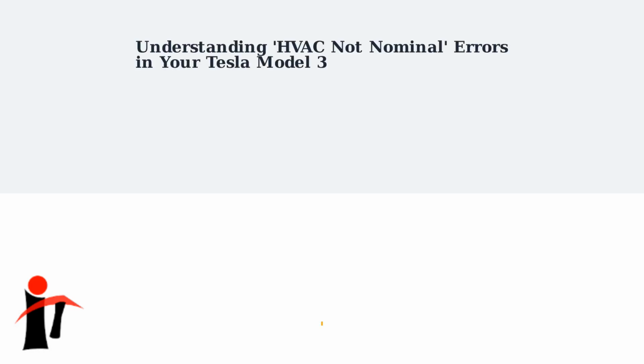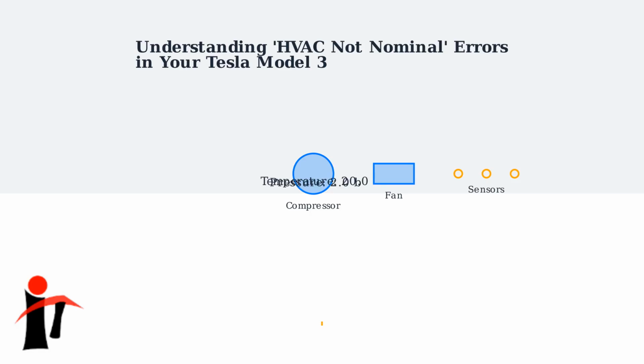Experiencing HVAC not nominal in your Model 3 can be frustrating. This error indicates your climate control system isn't operating as expected. Let's start with the basics of the Tesla Model 3 HVAC system. It uses a dual-zone, electric-only design for precise climate control.